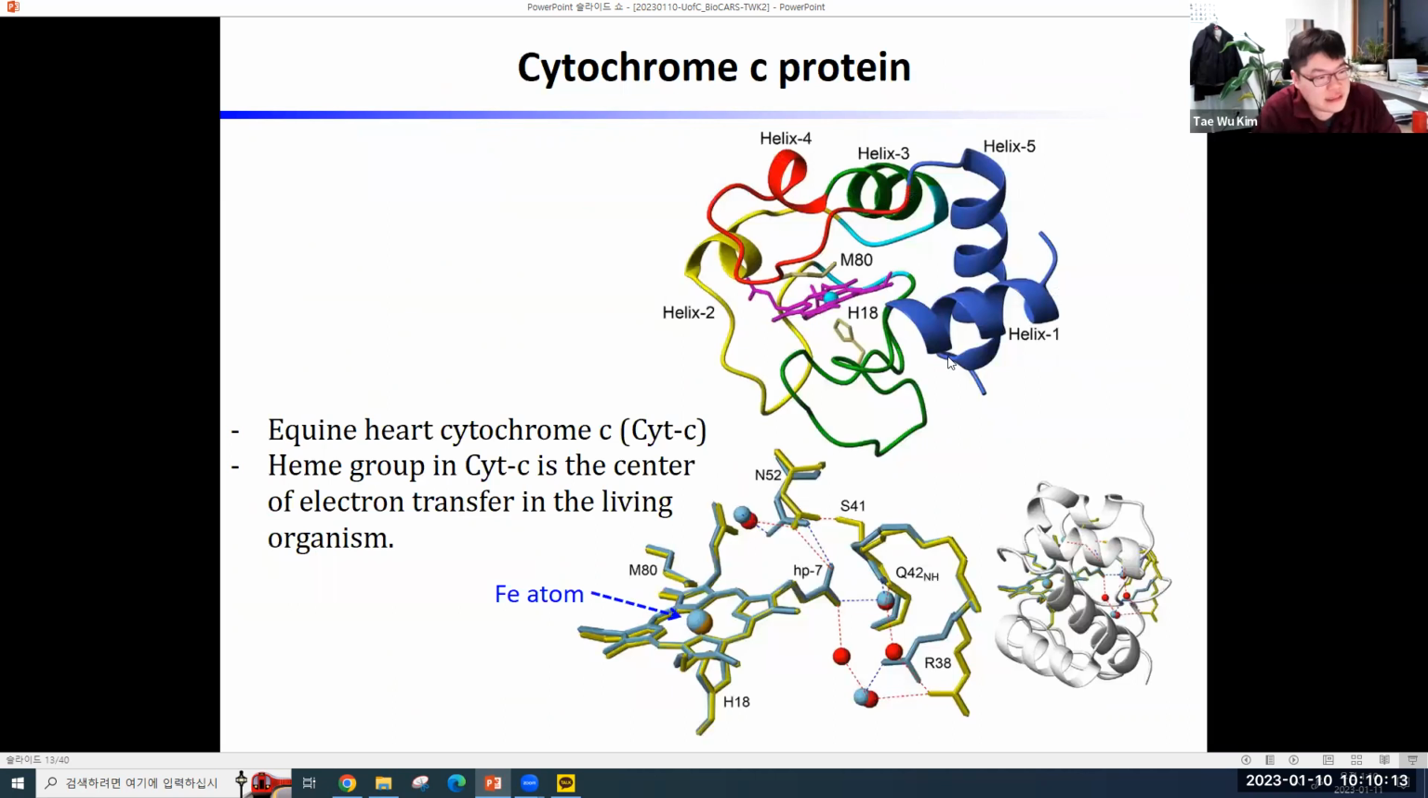My target system is a very well-known protein, horse heart cytochrome c. This cytochrome c acts as an electron mediator in living organisms. We are all familiar with this protein.